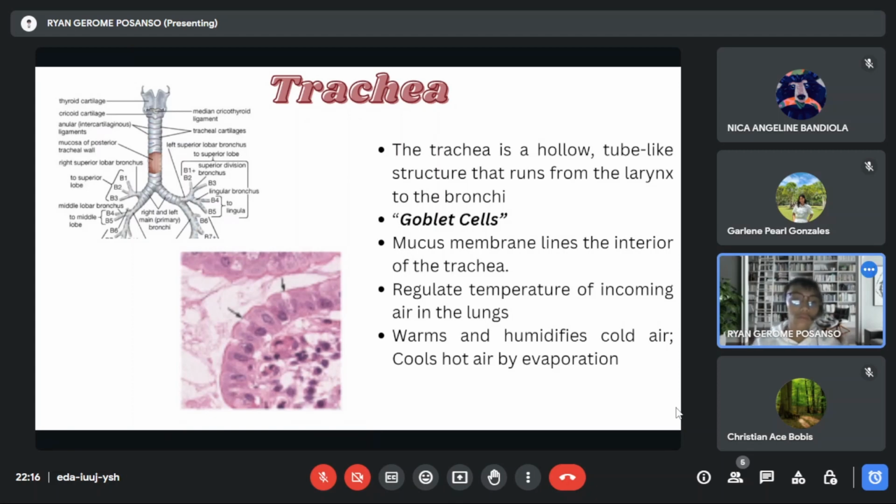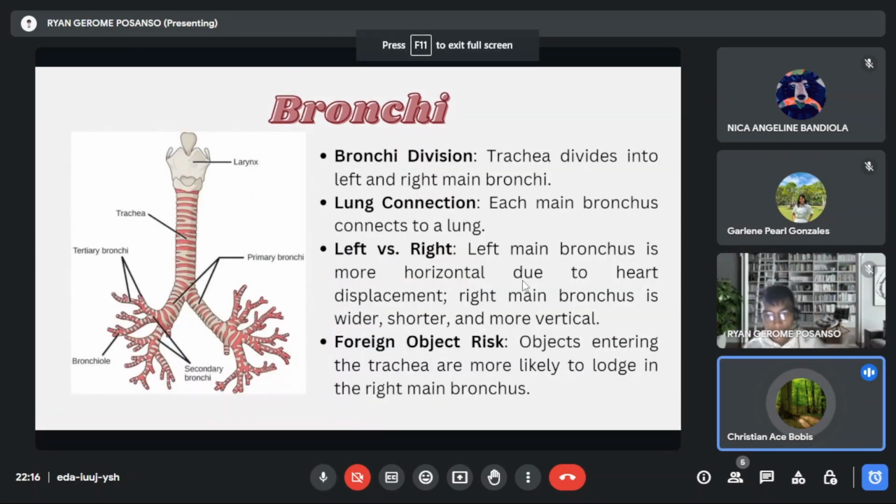So the trachea also regulates the temperature of incoming air in the lungs and warms and humidifies cold air and cools hot air by evaporation. Okay, next would be the bronchi. After reading the book, in terms of simplicity, I've minimized the text into the following. In terms of bronchi division, the trachea divides into the left and right main bronchi, and another is lung connection.